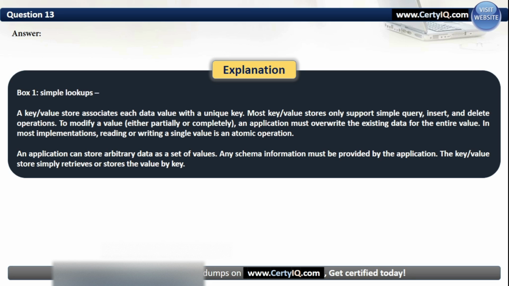About simple lookups, a key/value store associates each data value with a unique key. Most key/value stores only support simple query, insert, and delete operations. To modify a value, an application must overwrite the existing data for the entire value. In most implementations, reading or writing a single value is an atomic operation. An application can store arbitrary data as a set of values. Any schema information must be provided by the application. The key/value store simply retrieves or stores the value by key.